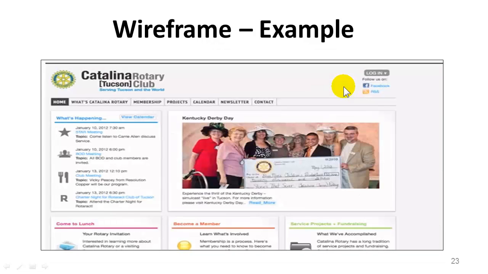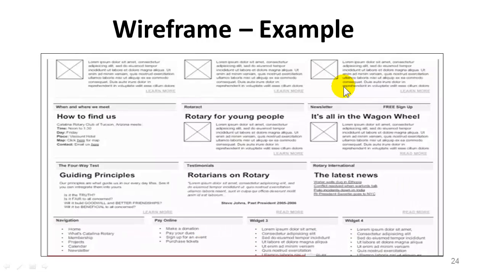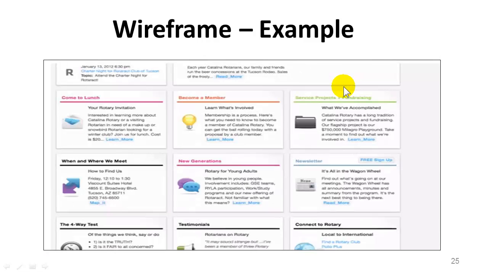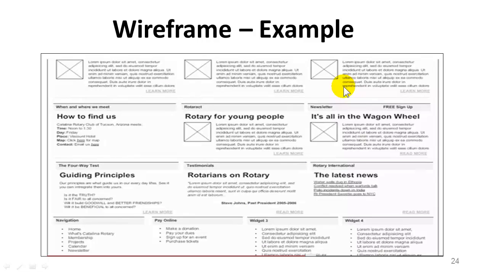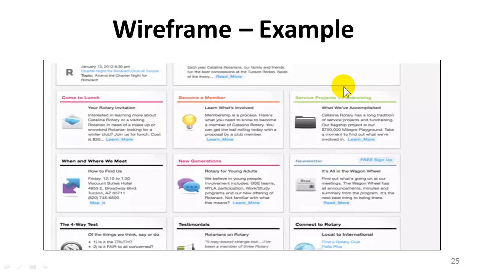And here's an example of the finished product at the time that they did this. Another, continuing on with the same rotary site, further down on the page, here again, organization of content. And here's the finished product. Looks a little bit different than the wireframe. There's the wireframe. But you can see the similarities. So we had the general idea of what we wanted and where we wanted it.